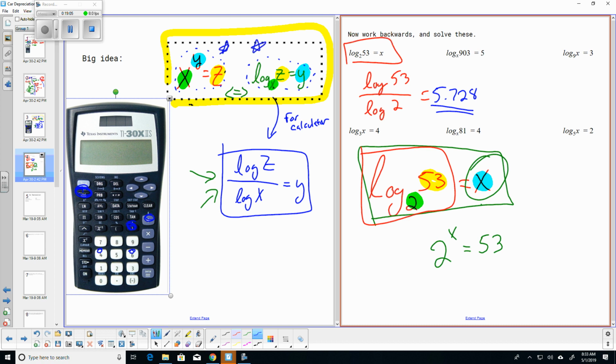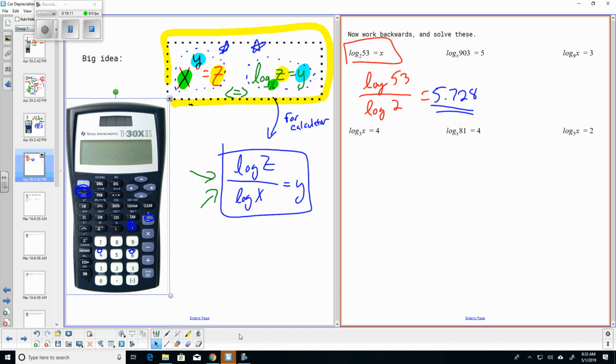Okay, so that's the first one. Let's try the second one. I'll do it in green down here. So log x goes to the bottom, 903 here, 5 over there. So let's color match here. My green is going to be this guy, my yellow is going to be this guy, and my blue is going to be this guy, and I'm relating that back to the structure over here.